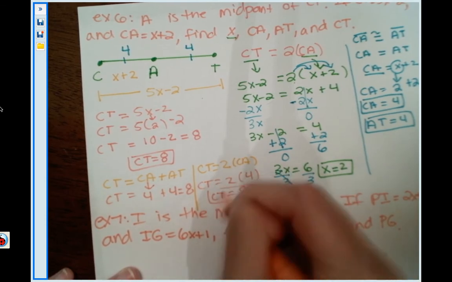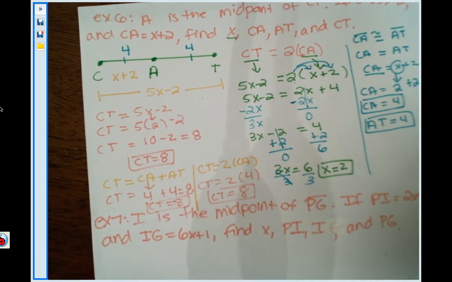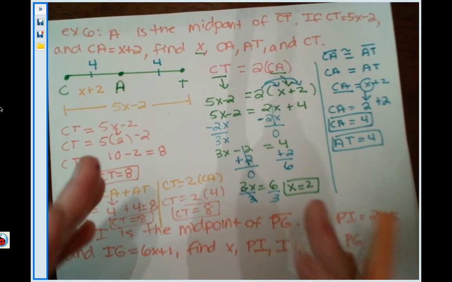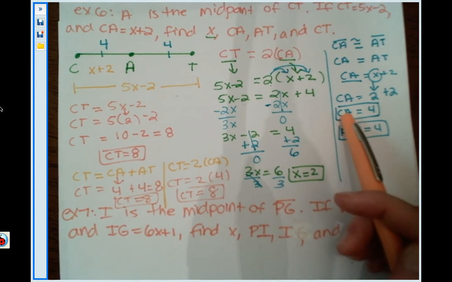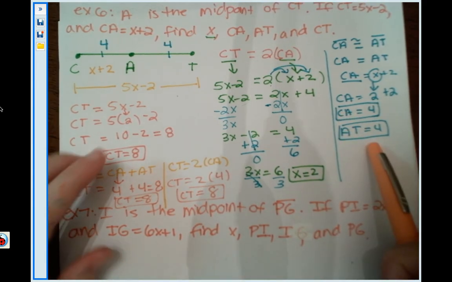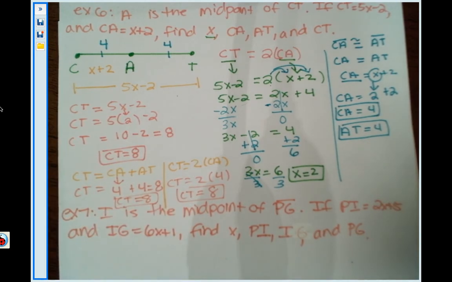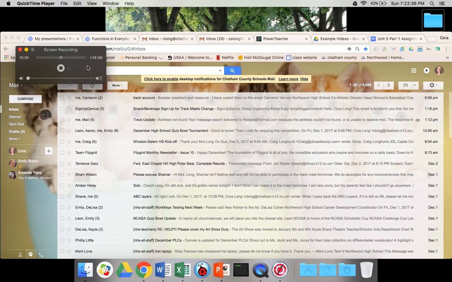There are lots of ways to solve for the same thing. As long as you're doing the right thing, I really don't care which way you use. Whatever way makes the most sense to you, do that. But awesome. We found x, which is 2, CA, which is 4, AT, which is also 4, and CT we found in 3 different ways and got 8 each time. Holy hot dog, right? That was pretty exciting, if I do say so myself. So, awesome job, you guys.